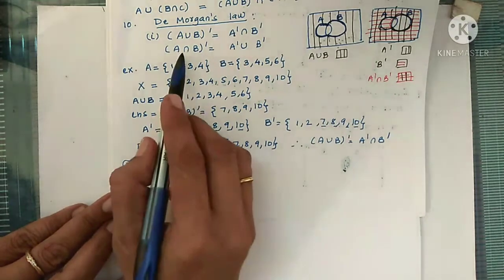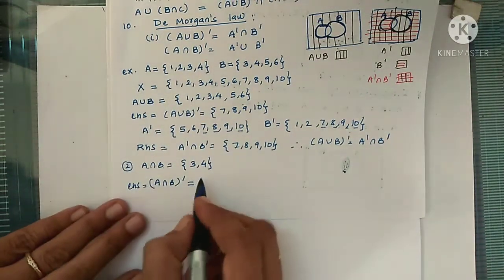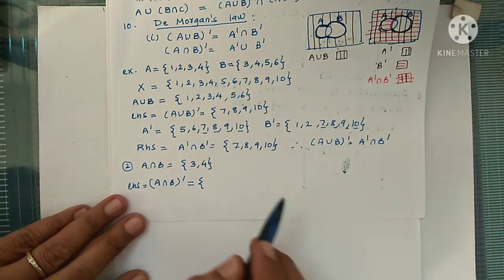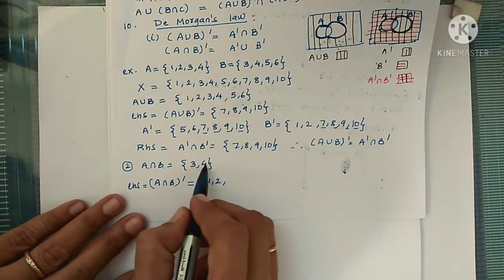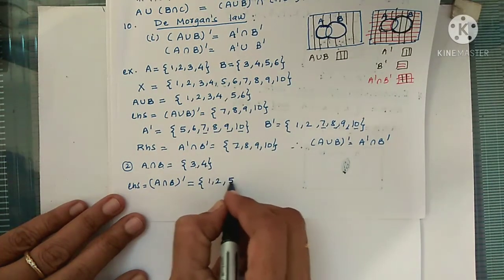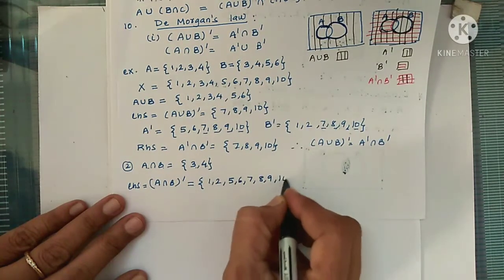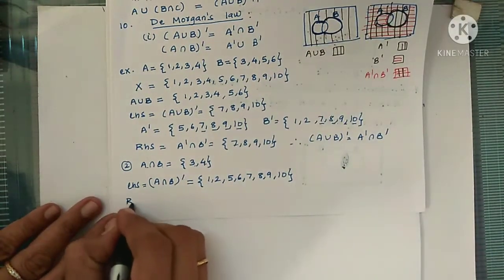Now the left part is the complement of it, (A intersection B) dash. So we have to write elements from 1 to 10 other than 3 and 4. So 1, 2. Now we don't write 3 and 4. The next is 5 up to 10: 5, 6, 7, 8, 9, 10. So this is (A intersection B) dash.